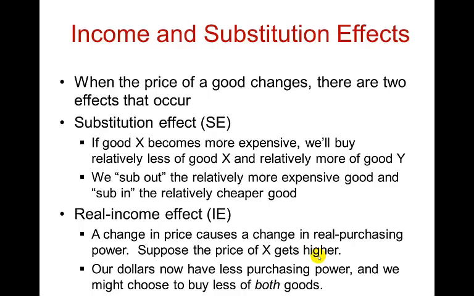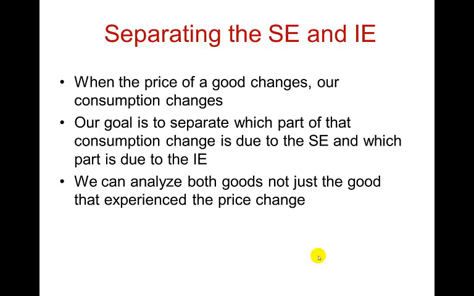Now there's also something called the income effect. A change in the price of a good causes a change in our purchasing power. If the price of good X goes higher, that means our income has less purchasing power, because every unit of good X we purchase eats up more of our income. So that means we're going to choose to buy less of both goods. So what we want to do is find a way to separate the substitution and income effects. How can we do that?